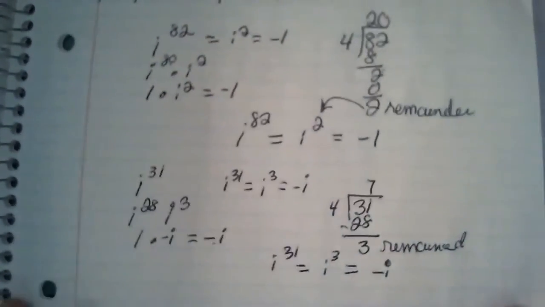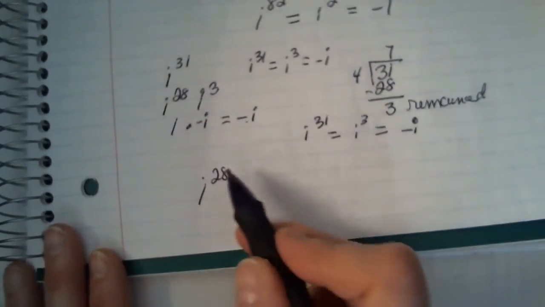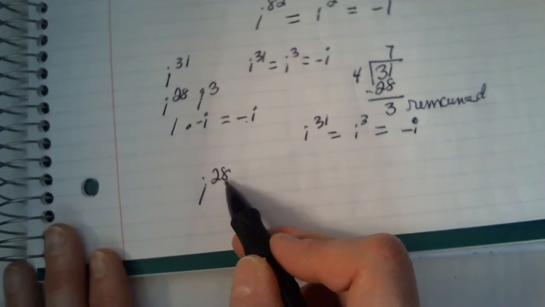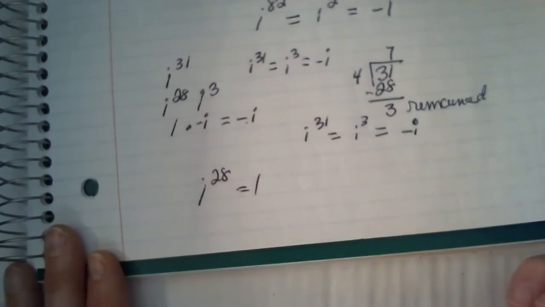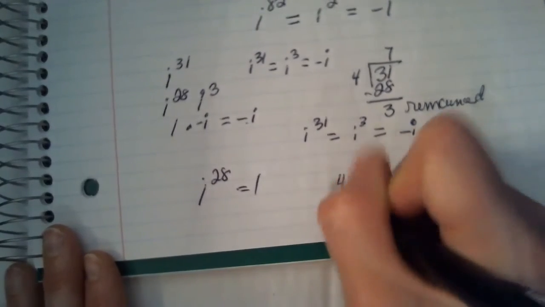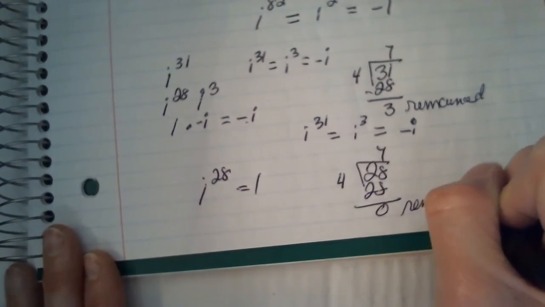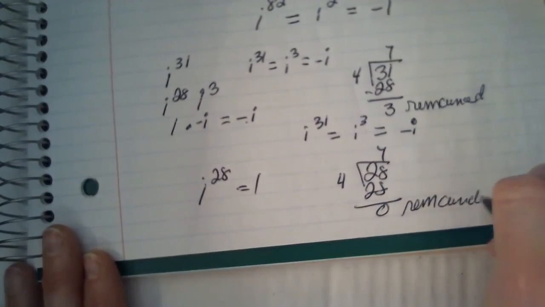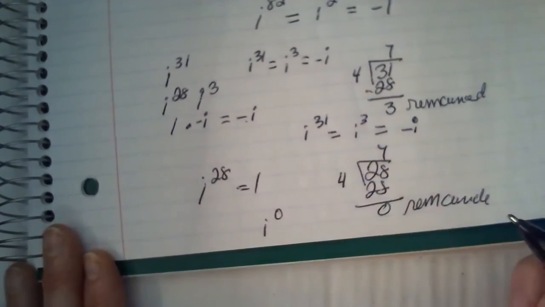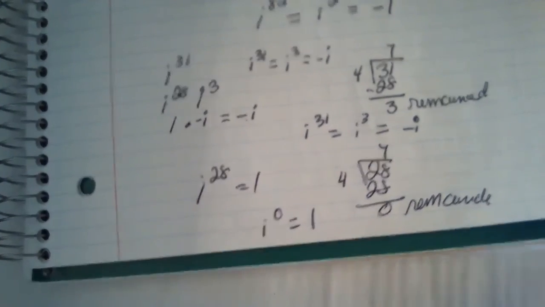Let's do one that actually has a remainder of 0. If I have i to the 28th power, and I recognize that that is a multiple of 4, I know that equals 1. If I did my shortcut, I would say 28 divided by 4 is 7 with a remainder of 0. So i to the 0 power is going to equal 1. So either method, you're going to get the same answer.